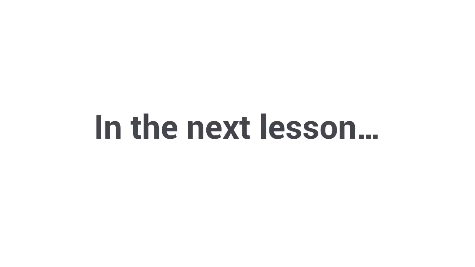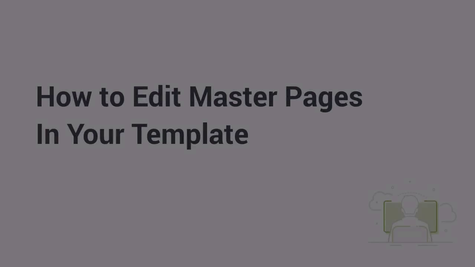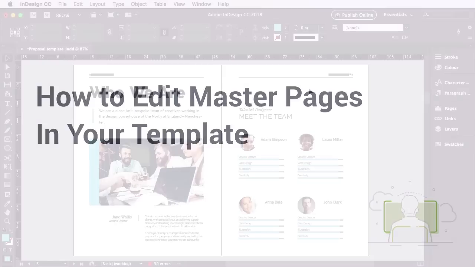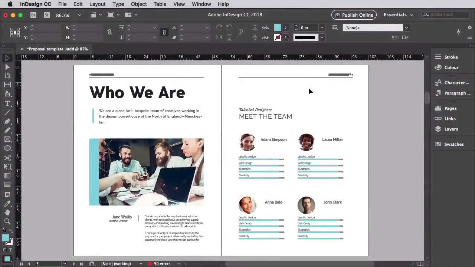In the next lesson, we're going to look at how you can edit master pages in your template, which are going to give your page numbers and running headers a completely different look. Page numbers and running headers might be small, but as they are likely to feature on every page of your proposal, they make a subtle but consistent impact on the design of your document. Editing master page content is quick to do, and as with redefining text styles, it has an instant effect across a wide range of pages.